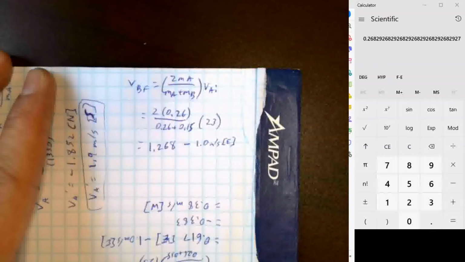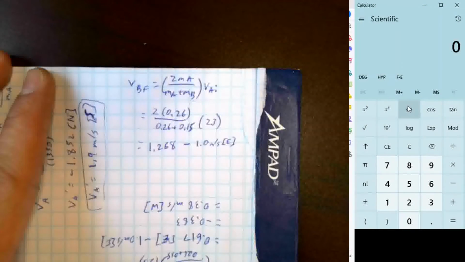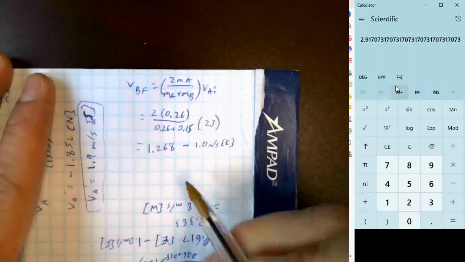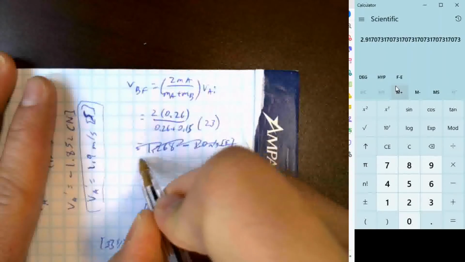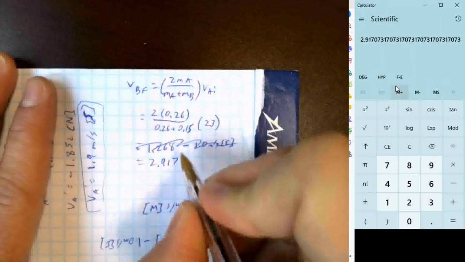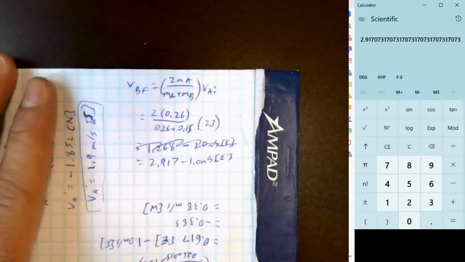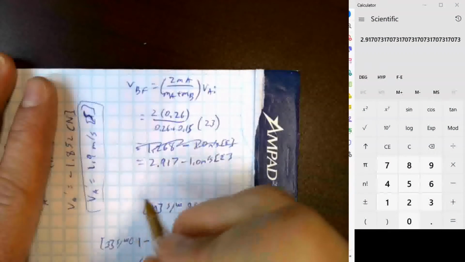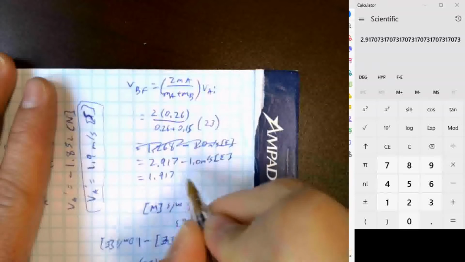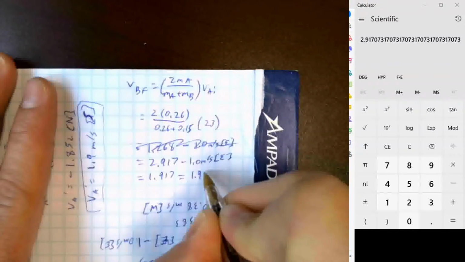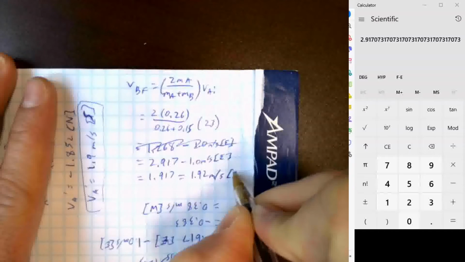Sorry, just a second here. I think I screwed something up. Let me just retry this. 2 times 0.26 divided by 0.26 plus 0.15 times 2.3. There we are. So 2.9, I wrote down the wrong number here. 2.917. Subtract 1.0 meters per second east. And that gets me to 1.917, or 1.92 meters per second to the east.